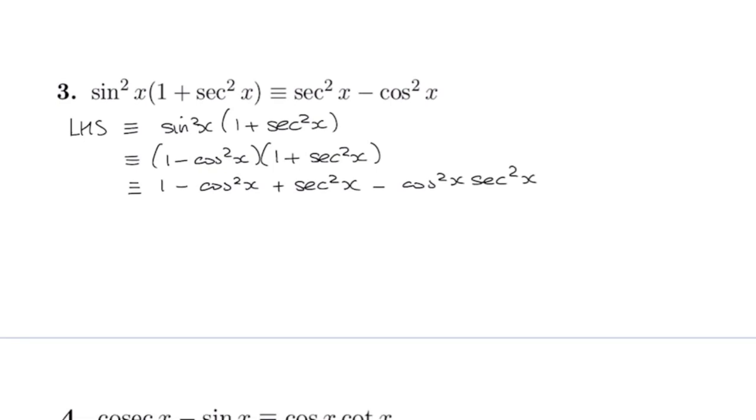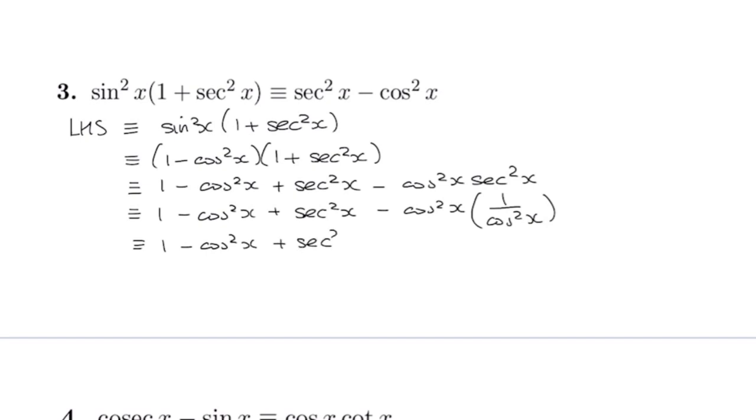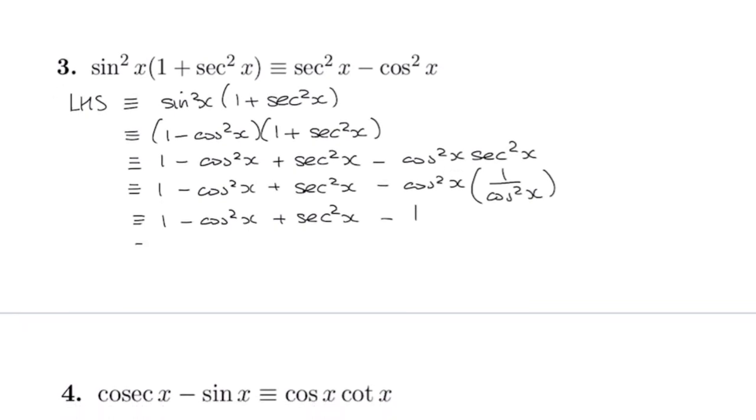Okay, now if you look at that last term, you should notice that that cancels itself out, and I'll show you why. We've got cos squared x, and of course sec squared x is 1 over cos squared x, so they cancel to give you 1 minus cos squared x plus sec squared x minus 1, and of course the ones cancel each other out, and you end up with sec squared x minus cos squared x, which of course equals the right hand side.